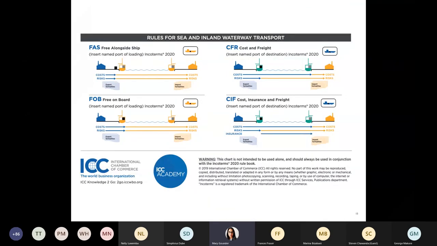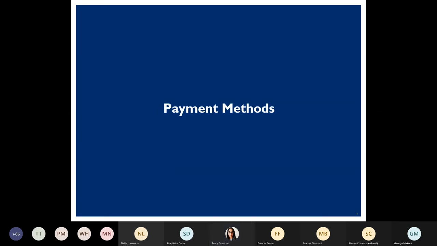Okay, and now you move on to your rules for sea and inland waterway. Your FAS, free alongside ship, FOB, free on board, cost and freight, which is similar to what it was for 2010, and CIF. So there hasn't been that much changes. They've just removed one or two that were not really needed, and changed a couple. Okay. What I have done is updated the Incoterms on an Excel sheet, which I'll show you once we're done with this presentation, where it will be easy, where you just choose the Incoterm on that Excel sheet, and it'll tell you exactly as a seller what you're responsible for and as a buyer what I'm responsible for.